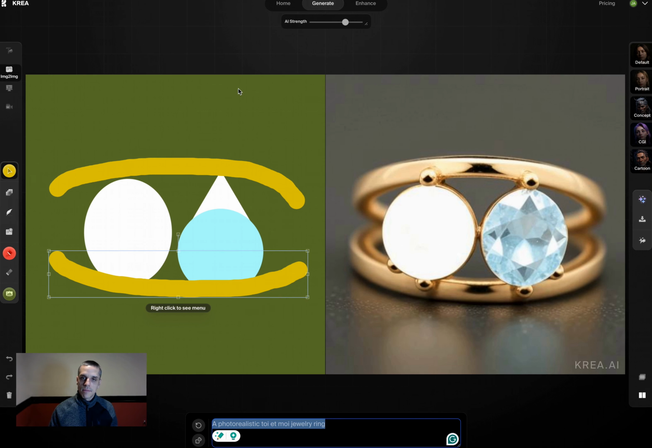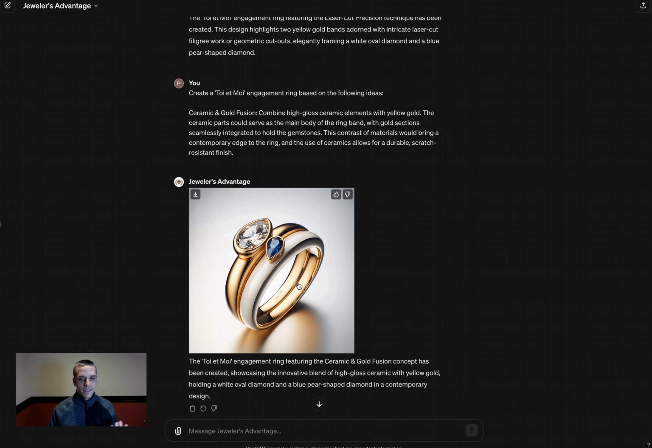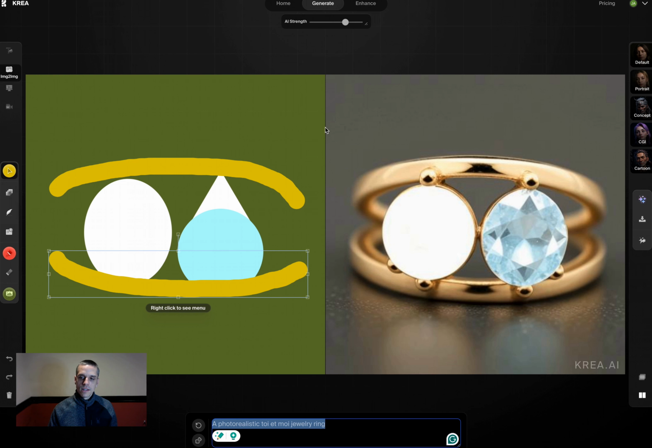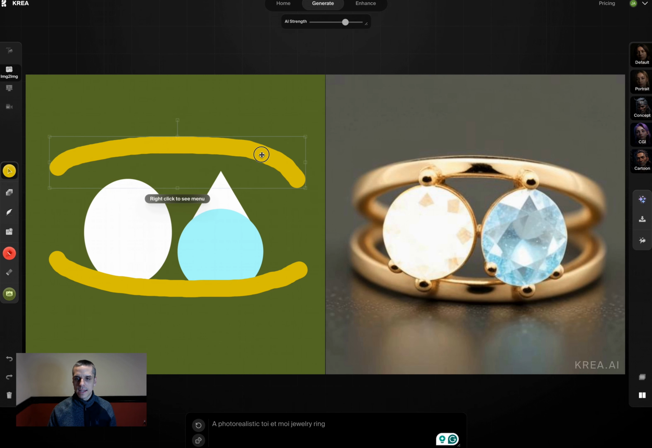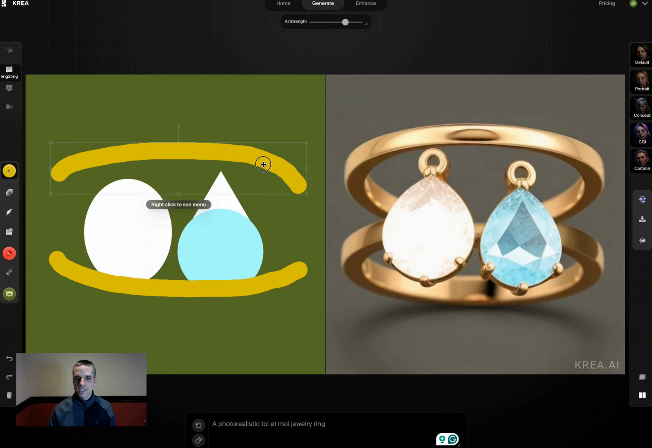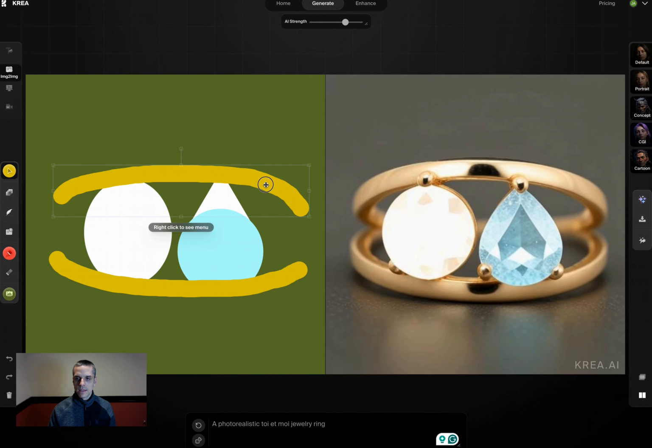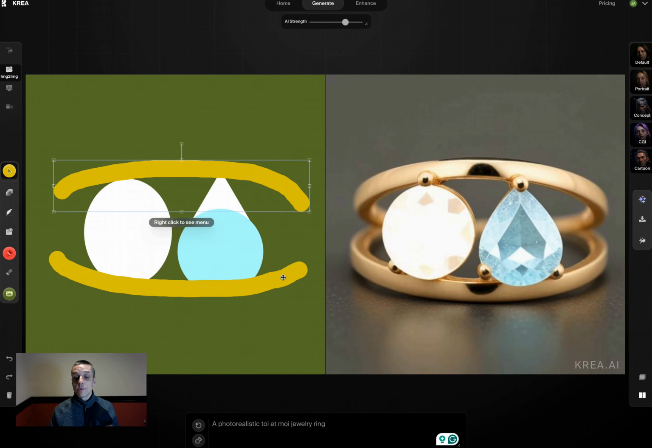But at the same time, when you compare the outputs, this is something that looks really real and is going to have some wow factor. The technology for this kind of thing, where I've drawn the piece and given a description of a photorealistic Toi et Moi ring, this still has a ways to go, but it is really cool. So look, I can adjust the band and it changes the image in real time. Again, this is something we are going to add.